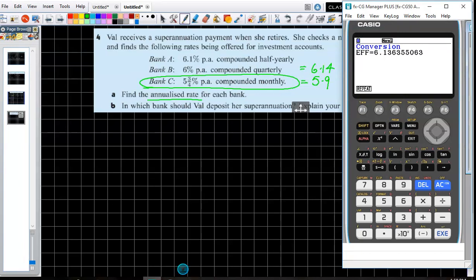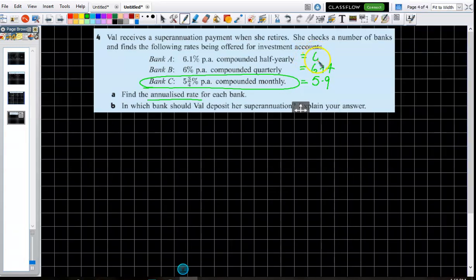How are we going to do A? What does half yearly mean? 2. How many times do you get interest if it's half yearly? So that will be 2. So you go exit, 2, and you put 6.1, effective 6.19. Okay, which bank should Val choose? Why bank C?